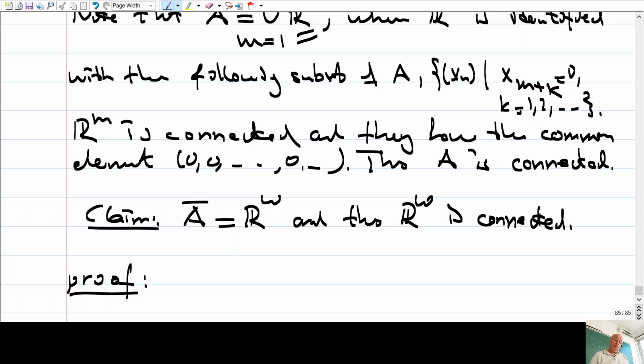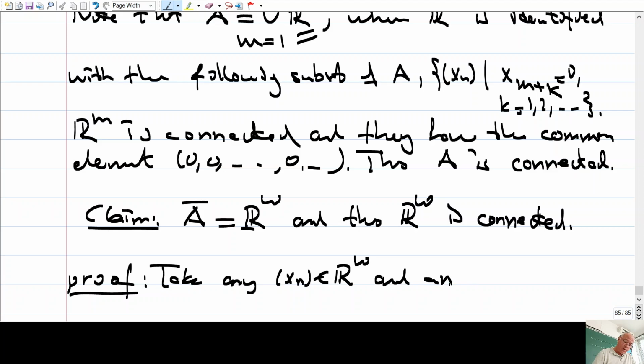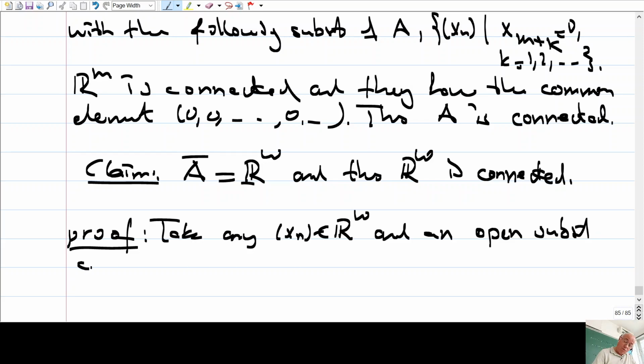Well, proof is easy. How can you show closure is this? I'll just take any element, take any x_n in R omega, and I'll show that any open neighborhood containing this point, any open set containing this sequence, contains some elements from A. But that's also easy. An open subset containing x_n will contain a basis element.